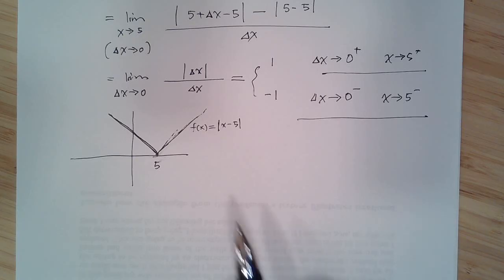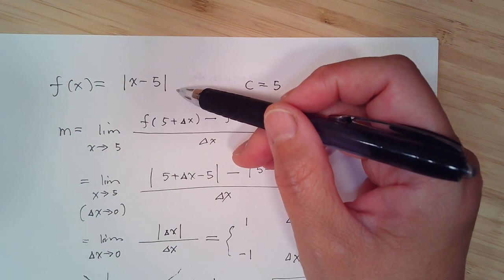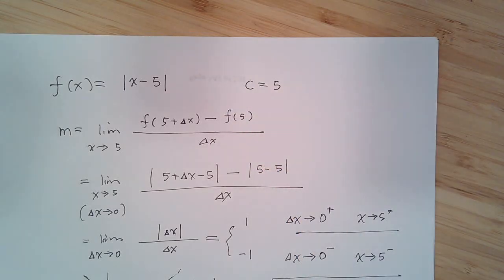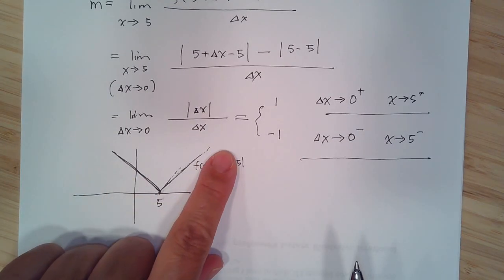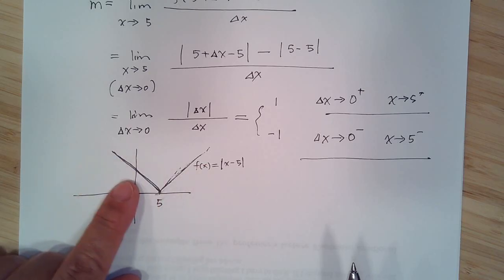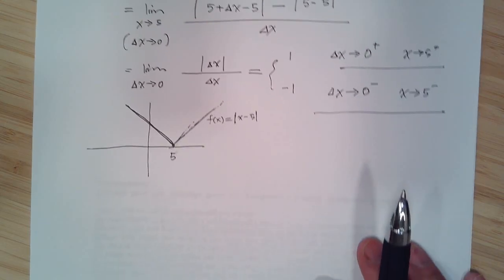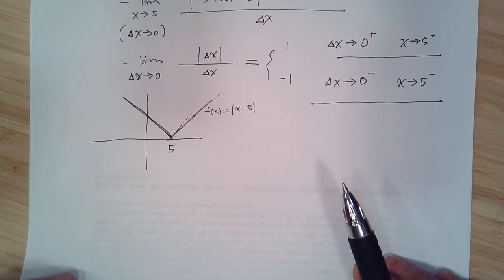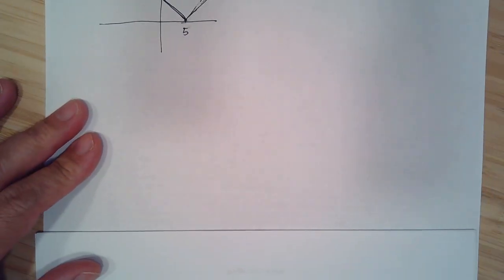Now, this means this function is not differentiable. At any other point it is, but only at this point it's not. So the whole function is not differentiable. Okay, so I'm going to give you another example.